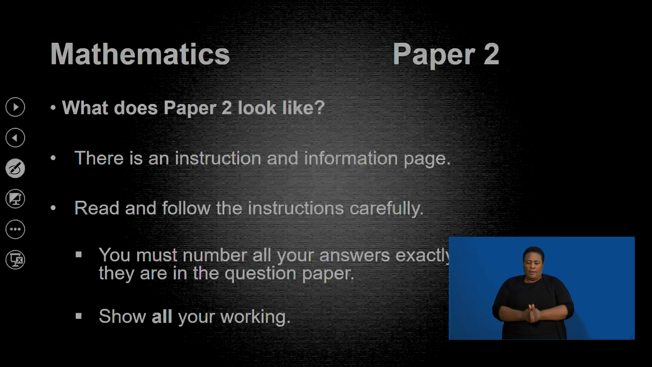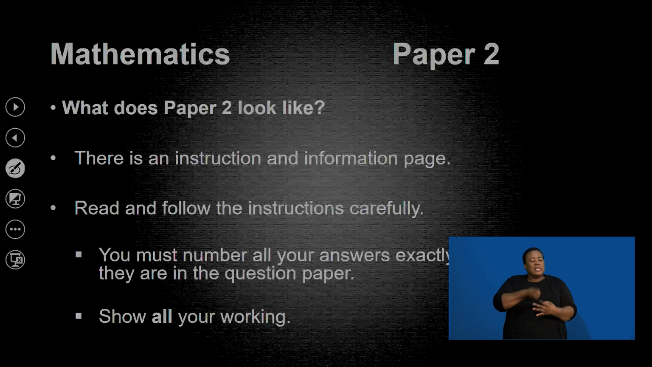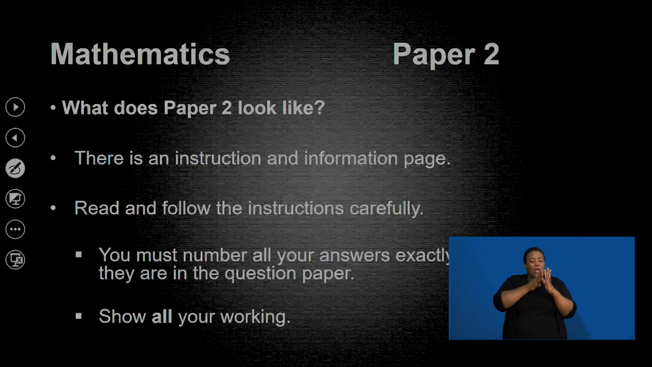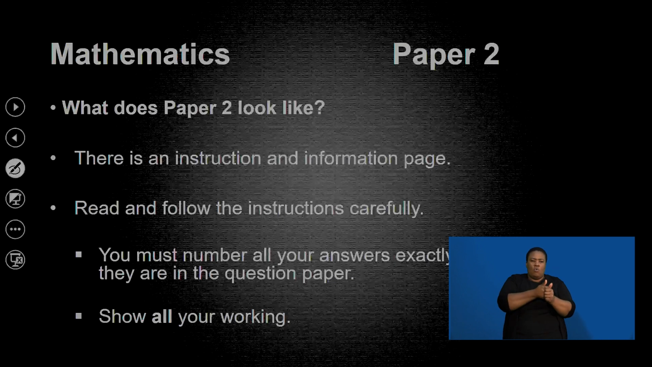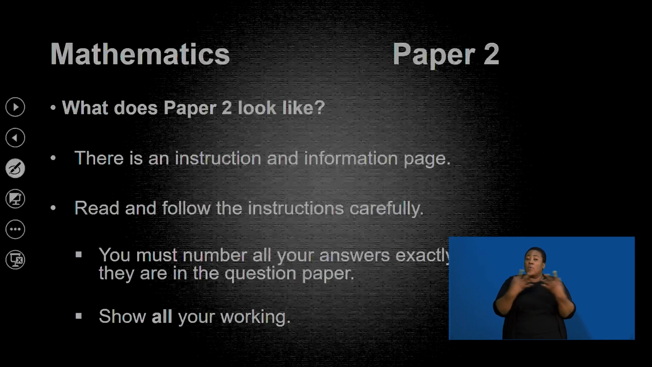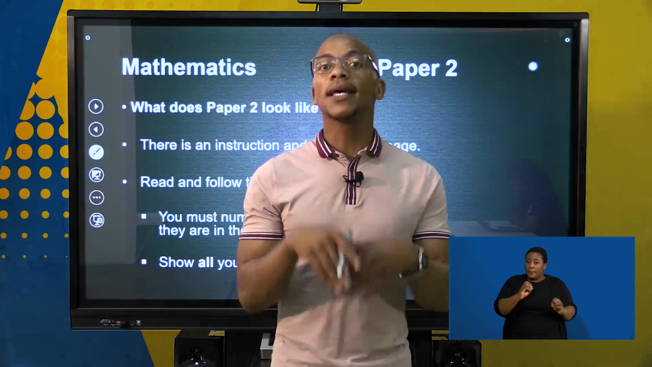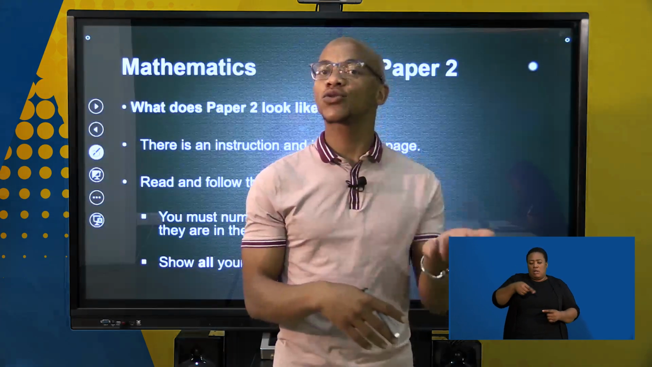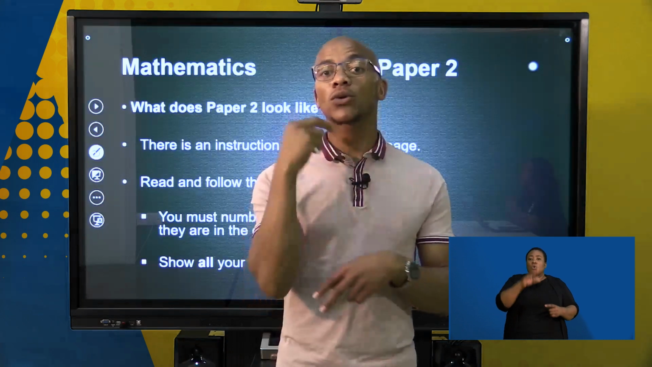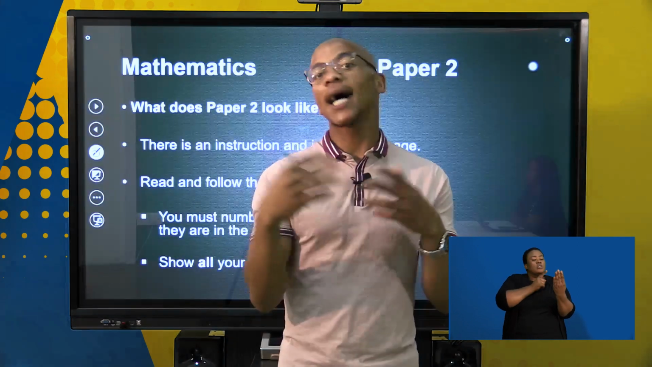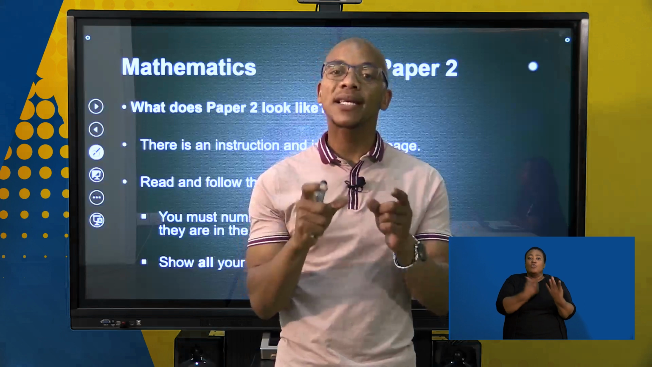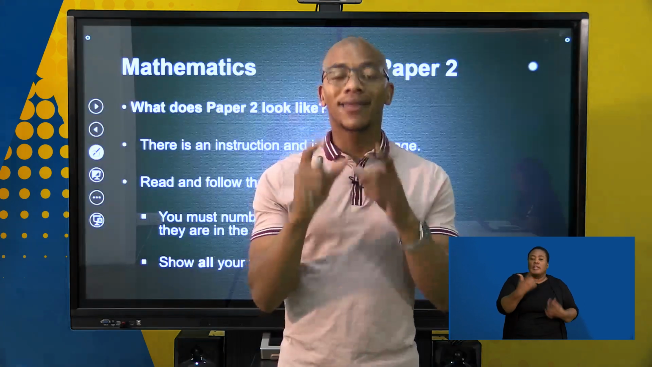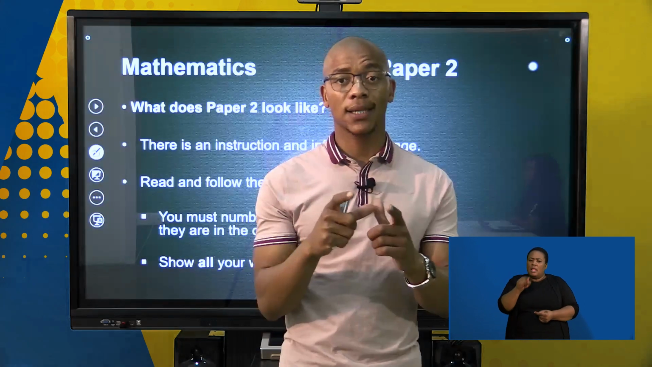And then also there are instructions and an information page that you need to look at. You need to read and follow the instructions carefully. Now, one of the instructions that most of us do not follow, especially with paper 2, is when they say round off to 2 decimal places. On the instruction, it says you need to round off to 2 decimal places unless told otherwise. So please note that and follow it accordingly.